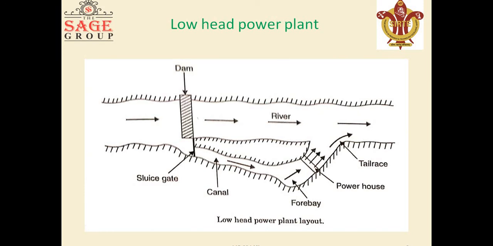So this is the simple basic information of the different types of plant, that is, high head plant, medium head plant, and low head plant, and some other plants we will discuss in the next lecture.